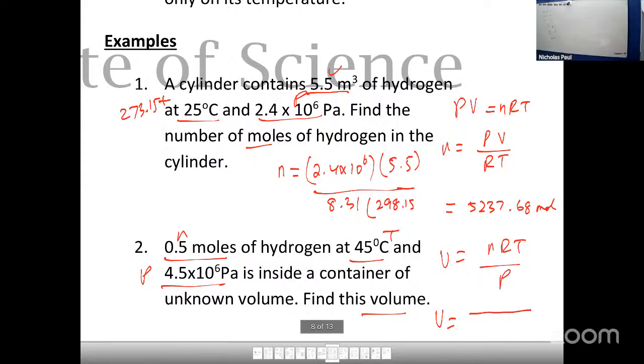Now we go for this one. Pressure is 4.5 by 10 to the 6, n is 0.5, R is 8.31, and T is 318.1. Right, plug it in, tell me what you get for V. 2.93 by 10 to the negative 4.